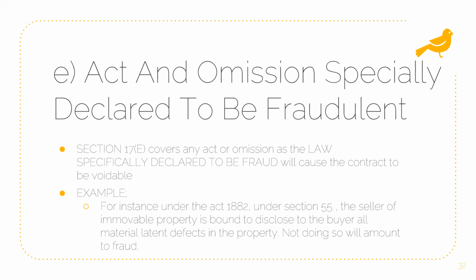Section 17E. It covers any act or omission that the law specifically declares to be fraud, which will cause the contract to be voidable. For example, the Insolvency Act and the Companies Act declare certain kinds of transfer to be fraudulent. For instance, under the Act 1882, under Section 55, the seller of immovable property is bound to disclose any latent material defect in the property to the buyer. Not doing so will amount to fraud.